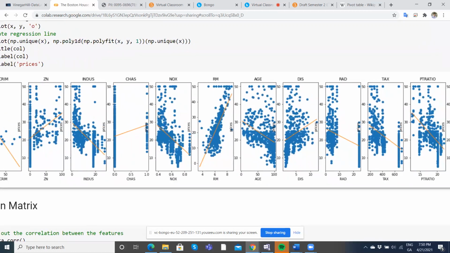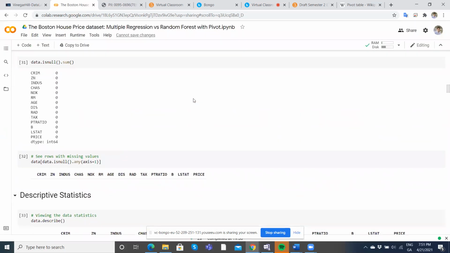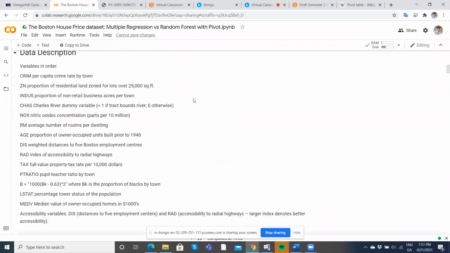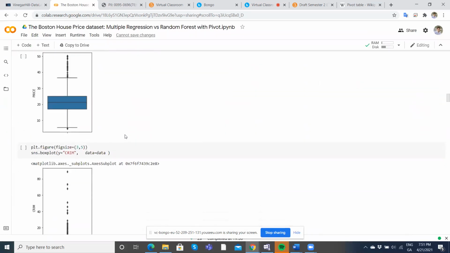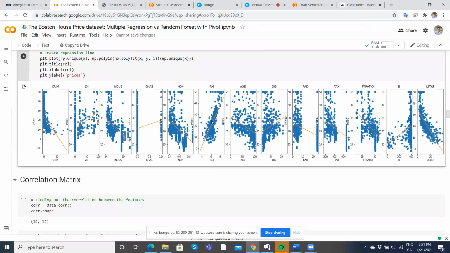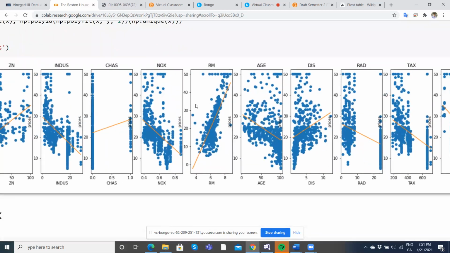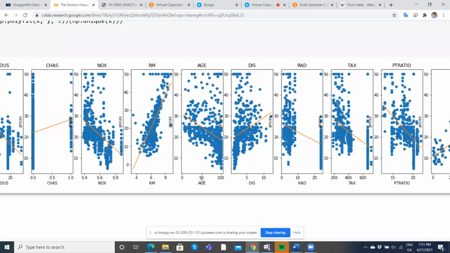NOx is the amount of pollution. So the higher the amount of pollution, the lower the price. RM is the number, I think it's the number of rooms, right? Typically in properties. So RM here, we'll just go back, average number of rooms per dwelling. So if you're in a district where the number of rooms is higher, then that's a very strong predictor of a higher price, right? If the age of the property is higher, the price is a bit lower, but that might be associated with something else. And normally age is not a negative factor weighing on the value of a property.